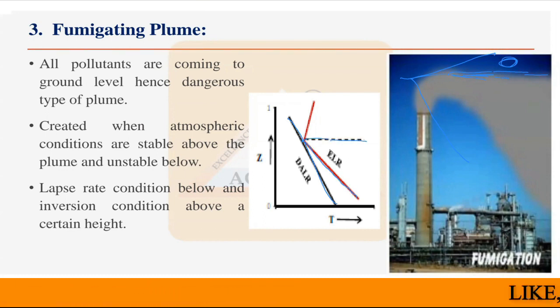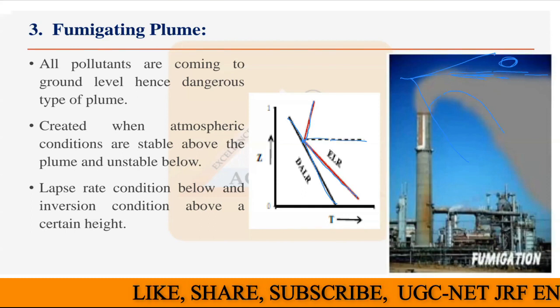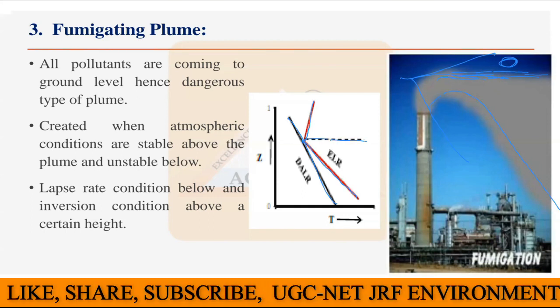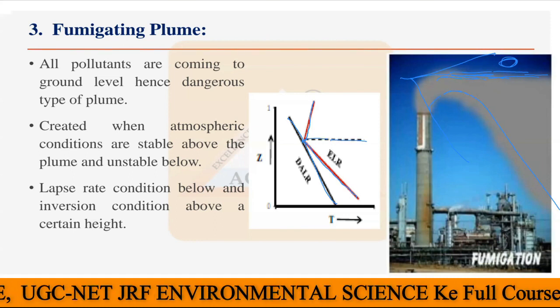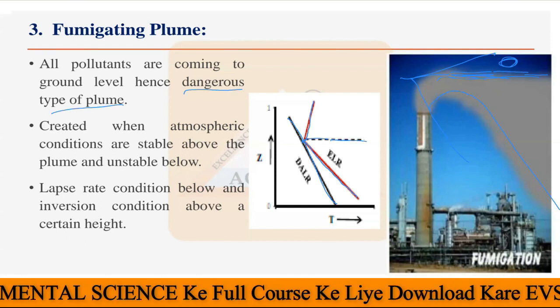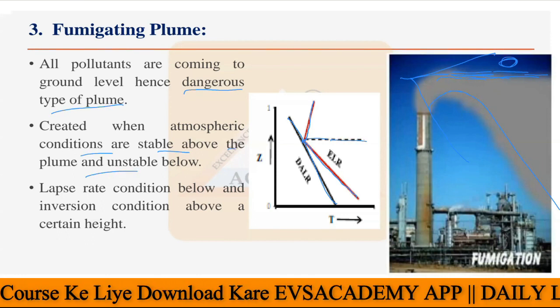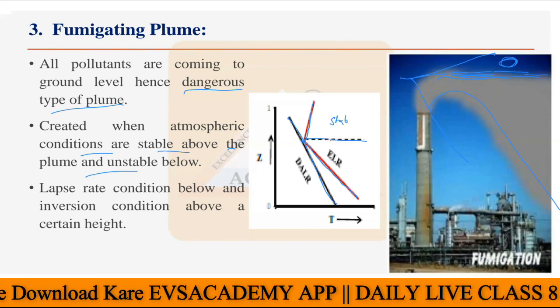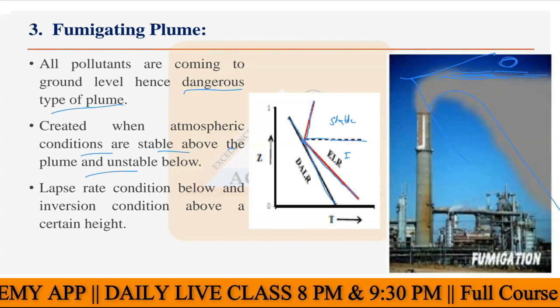Suddenly there is an inversion layer here. And now again, the temperature will increase. So the pollutant cannot go up high in the atmosphere. All the pollutants will go to the ground side, to the downside. So that is a kind of fumigation taking place. So this is the fumigating plume. This is a dangerous type of plume created when atmospheric conditions are stable above the plume and unstable below. So here there is inversion, which means this is a stable condition, and this is the lapse rate. So this is the unstable condition.